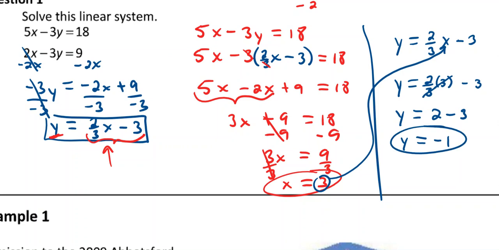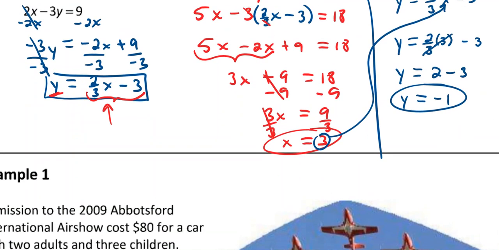So our solutions here are x is equal to 3 and y is equal to negative 1. If it asks you to write this as a point, because this would actually be a point on your Cartesian plane, then that would be the point 3 comma negative 1. Right, there's your x value and there's your y value.